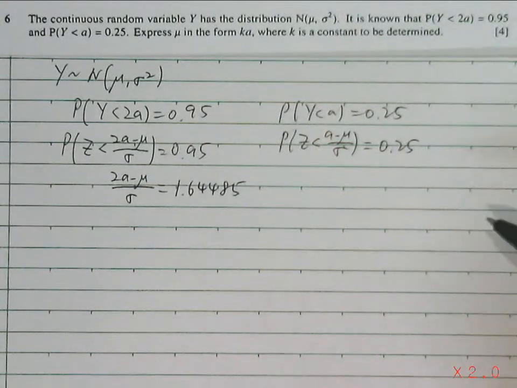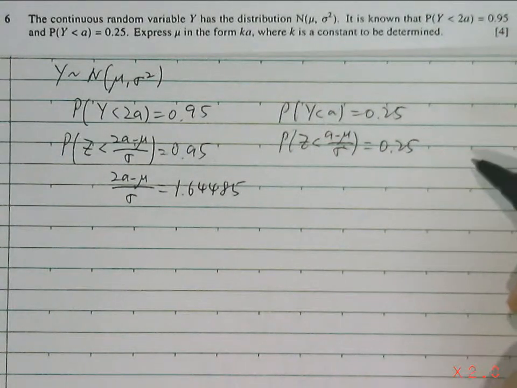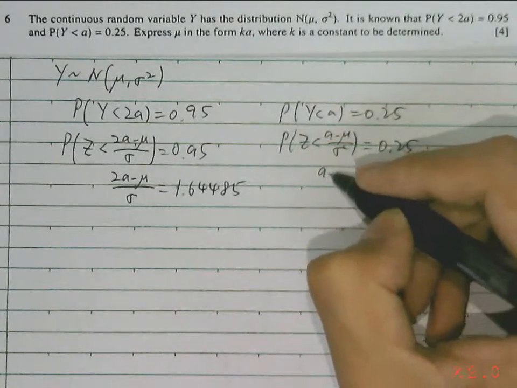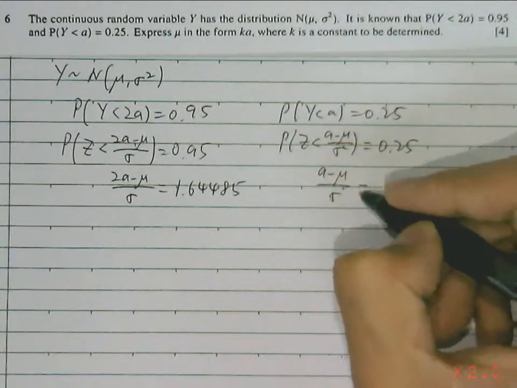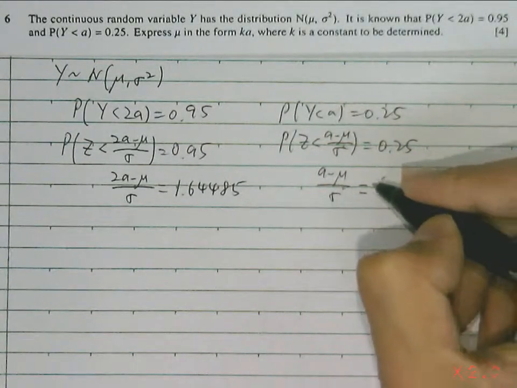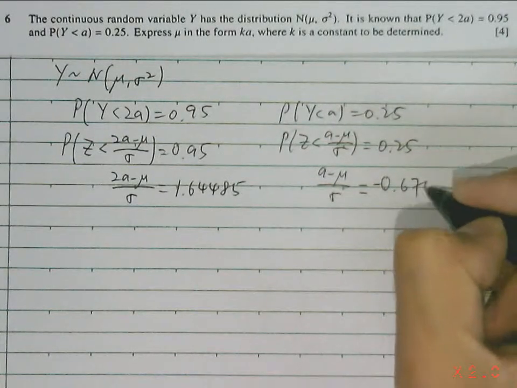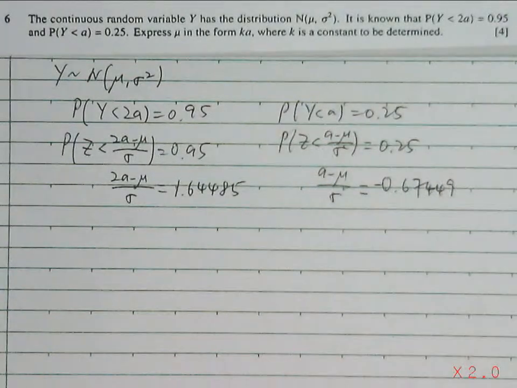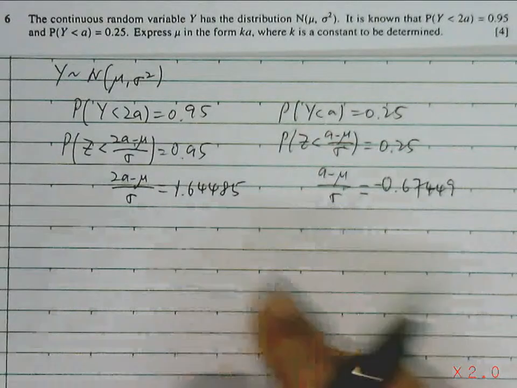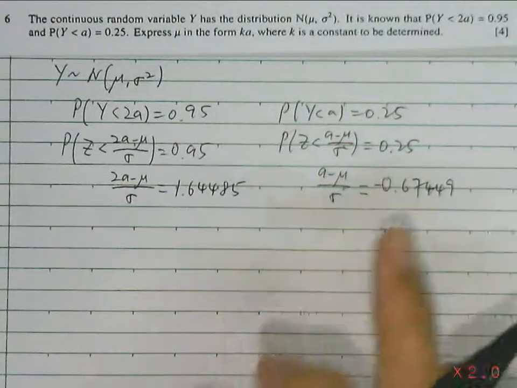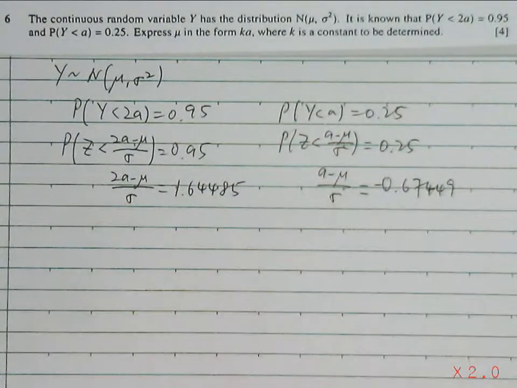As for the other criteria, we will also standardize it, and we'll have a minus mu over sigma equals 0.25. At this point, we can also use our inverse normal with our GC, and we will obtain that a minus mu over sigma will equal negative 0.67449. Okay, now we have two equations but three unknowns.